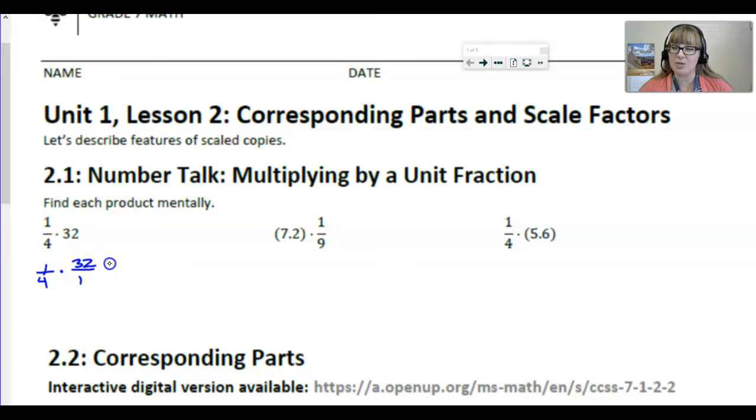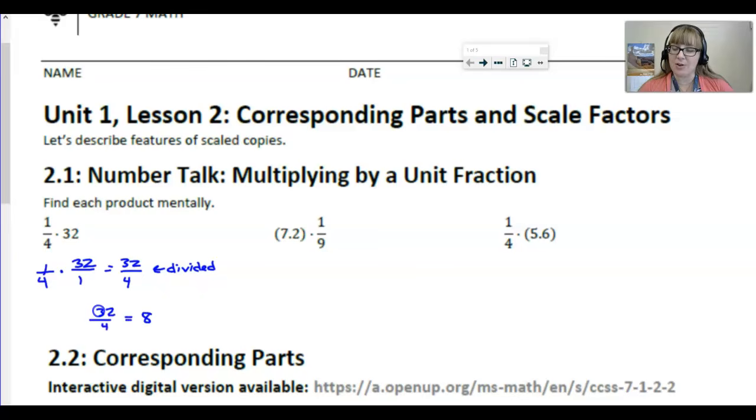1 times 32 is equal to 32, and 4 times 1 is equal to 4. And now that we have multiplied those fractions, we're left with 32 fourths. This also means 32 divided by 4. And I'm hoping that you also know that 32 divided by 4 is equal to 8.